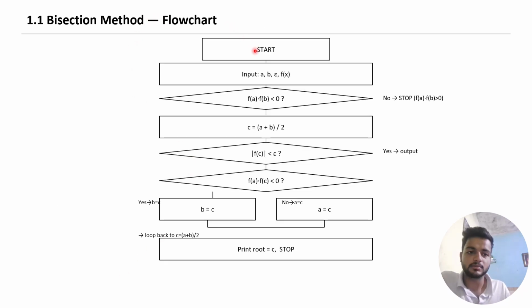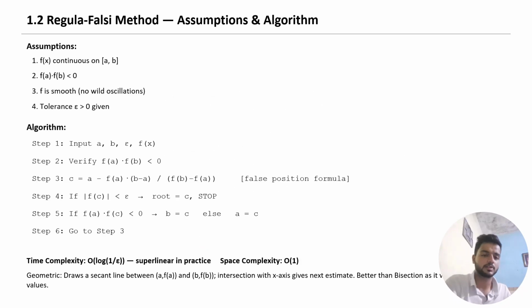Flowchart of the bisection method: start, then we'll take input a, b, e, f(x), and check the condition f(a)·f(b) less than 0. Make the midpoint c equal to (a + b)/2, and check the condition |f(c)| less than e. We'll check again the condition f(a)·f(c) is less than 0. If yes, then b equals c. If not, then a equals c. Then we'll print our root, which is equal to c, and then stop the algorithm.